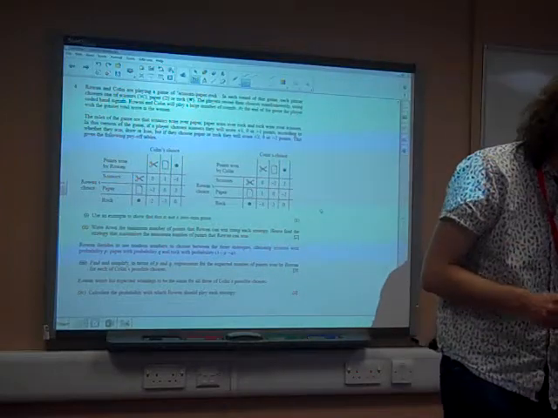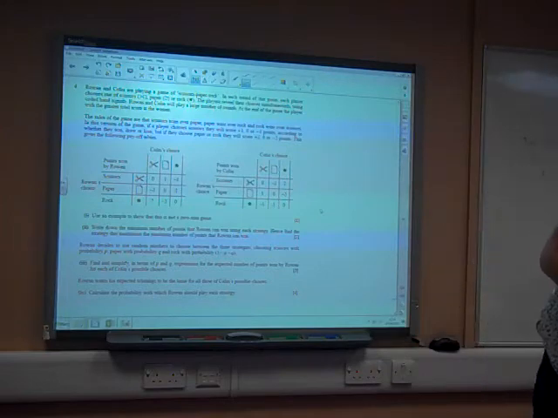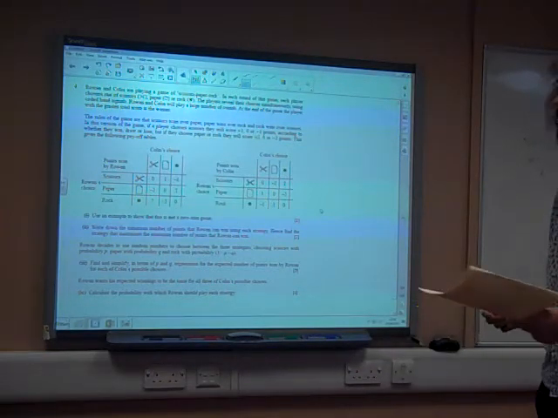Okay, we're on. Right, question 4, game theory question. Again, really, really important that we read the questions carefully. Rowan and Colin are playing a game of scissors, paper, rock.